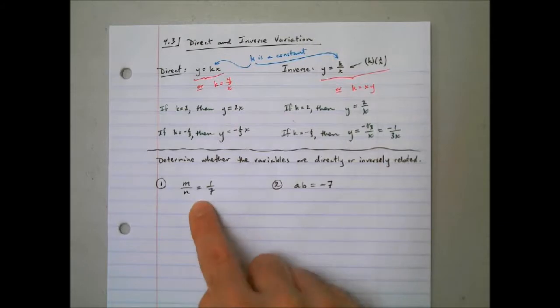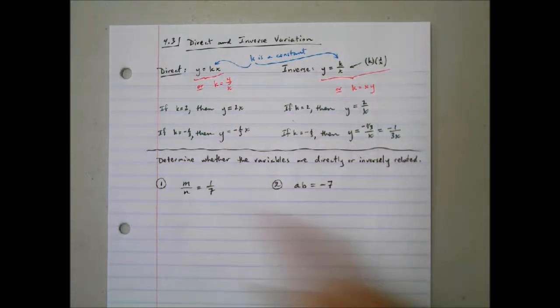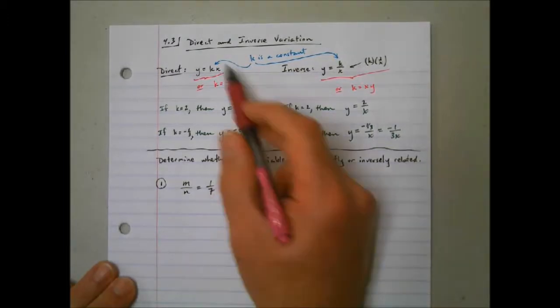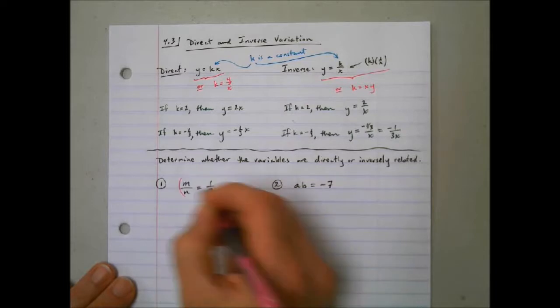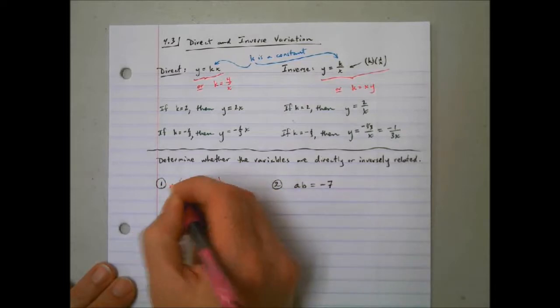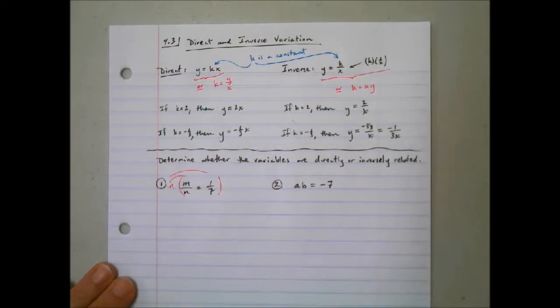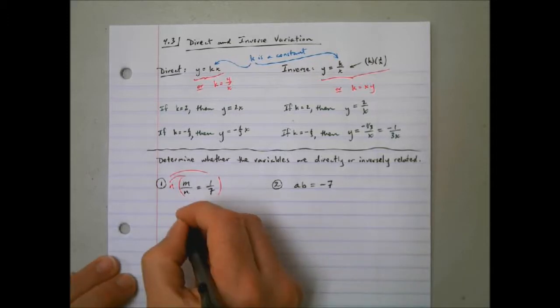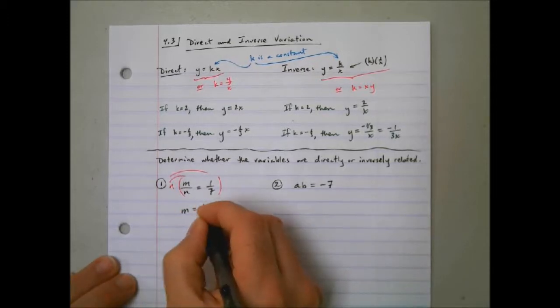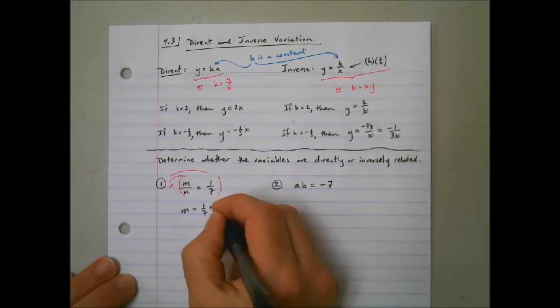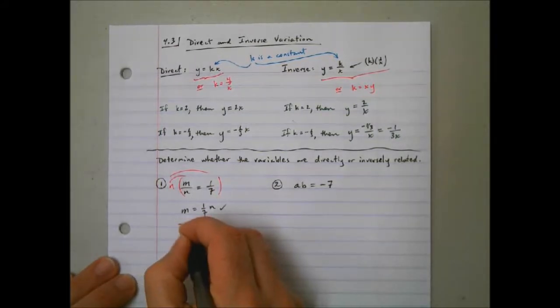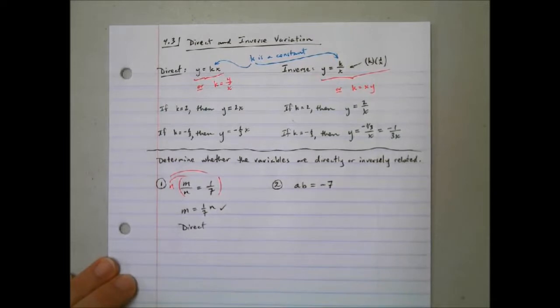So it looks like it's direct, but let's see if we can get it into that y equals kx form. So for example, if I multiplied both sides of the equation by n over 1, we would get m equals 1/7 n. And so yes, that definitely confirms direct variation.